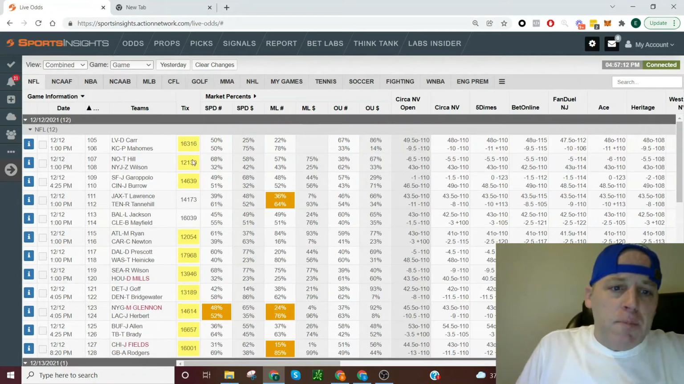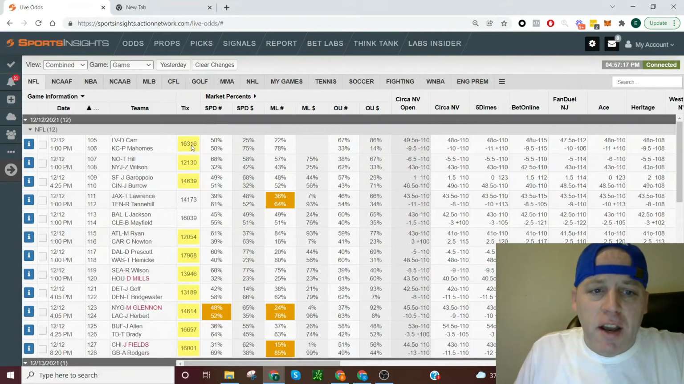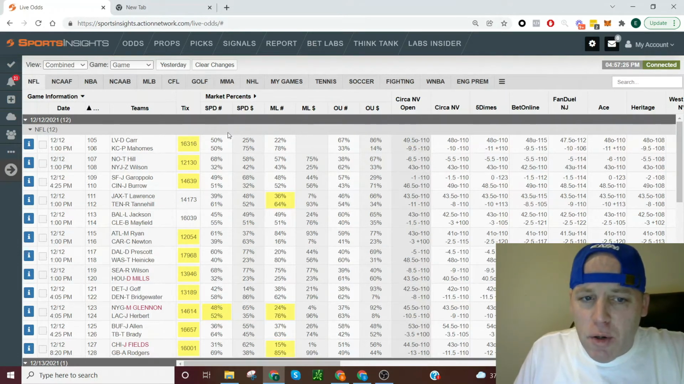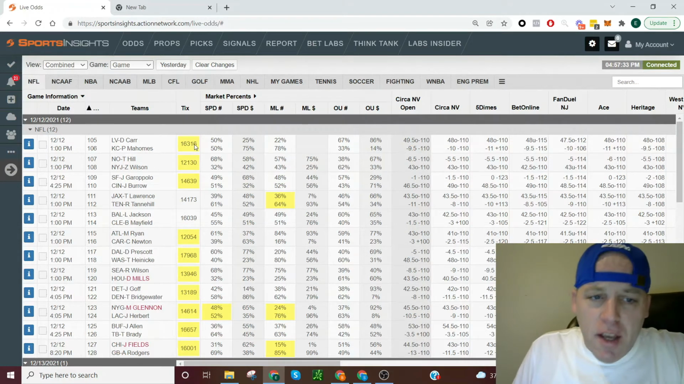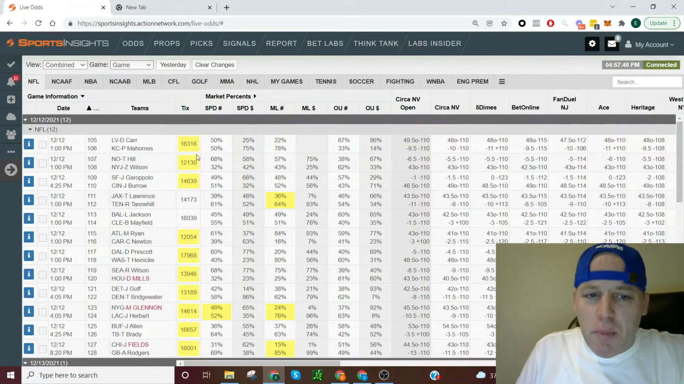So the ticks column is important because you do want a decent enough sample size when you're analyzing the market. If there's only a few bets on the game, these numbers can be skewed by one big bet. It can kind of throw off the public betting percentage data. Depending on the sport, you definitely want roughly 5,000 bets at least before you start putting any weight into the actual betting percentages.